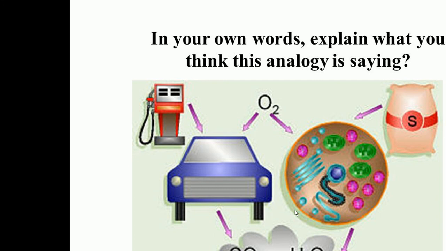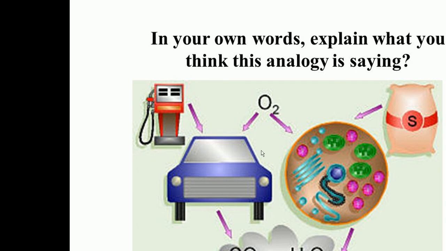So for the movement of our car, fuel is required. Similarly, for us, we also need fuel. For our life, we also need energy. How do we get the energy? We eat food. Here, this is a bag of sugar, which is a source of energy, or a fuel for our cells.